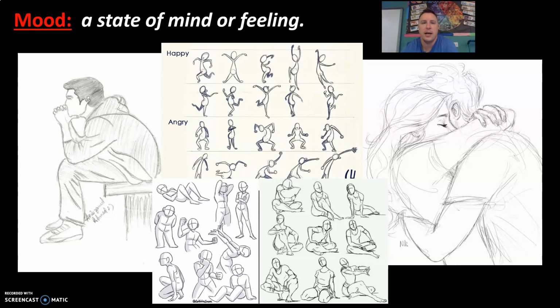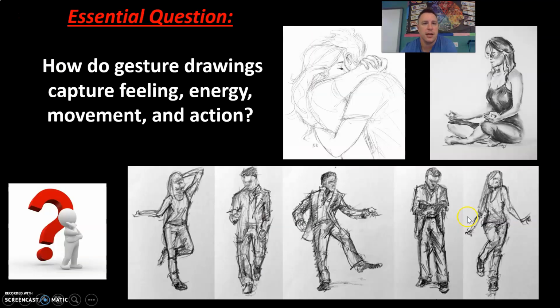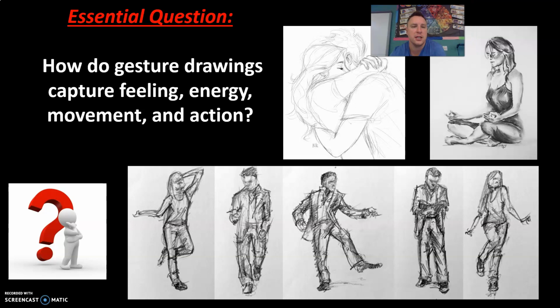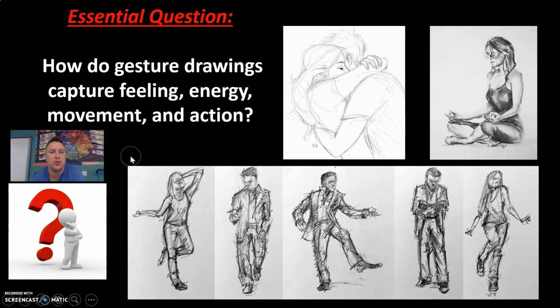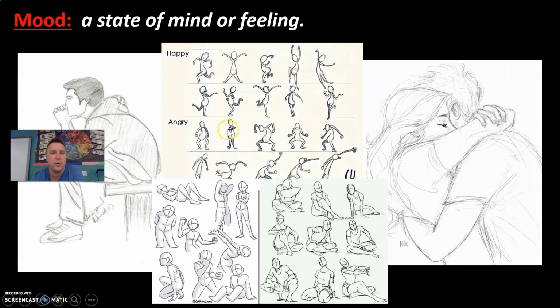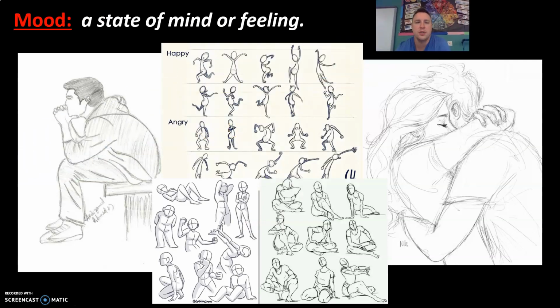We ended the last lesson's vocabulary slideshow by hinting at the essential question: how do gesture drawings, a specific style of drawing, help capture the feeling, energy, movement, and action of a subject or of a person? And here we're focusing on mood specifically. So when thinking about that question for your central question, or as we are producing this lesson as a whole, you want to be thinking about what is the mood of each one of the subjects that you're drawing. So here you can see the different poses and the different moods of each subject, each person here.